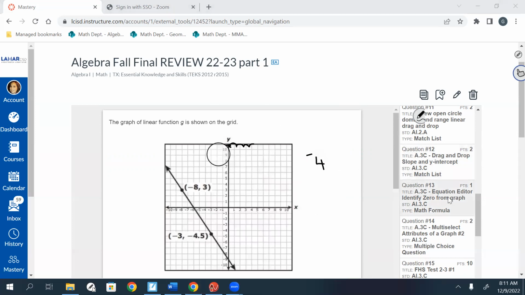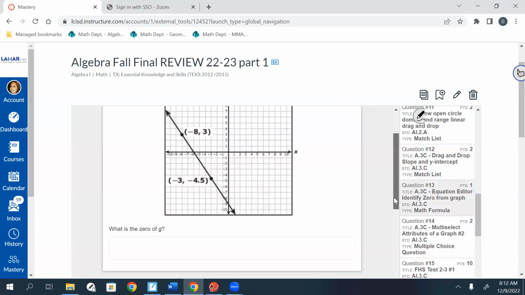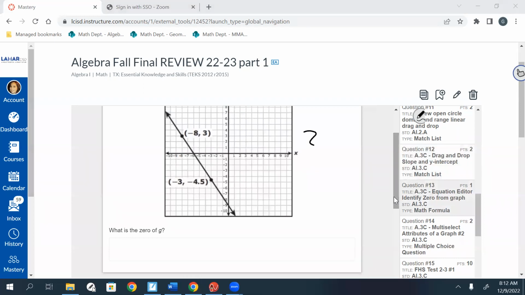All right. Next thing. They want you to find the 0 of this graph. Everybody, 0 is your x-intercept. So basically, where does this line cross the x-axis? It crosses right there at -6. So there's your 0.